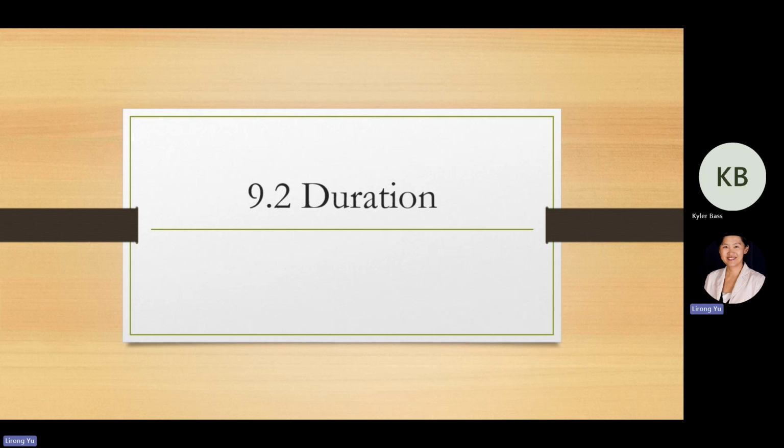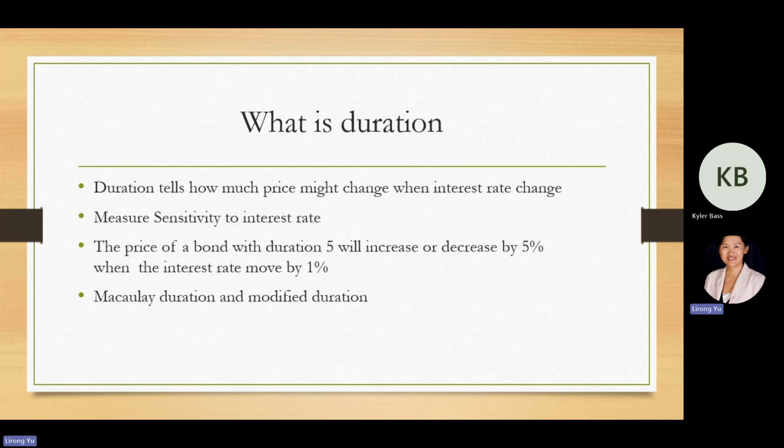Now, in 9.2, we talk about the term duration. Duration is something you often want to calculate for certain cash flows. So let's start with the idea of what duration is. Duration tells how much price might change when the interest rate changes. Again, it's about evaluating how interest rate will affect our present value, so it measures sensitivity to interest rates.